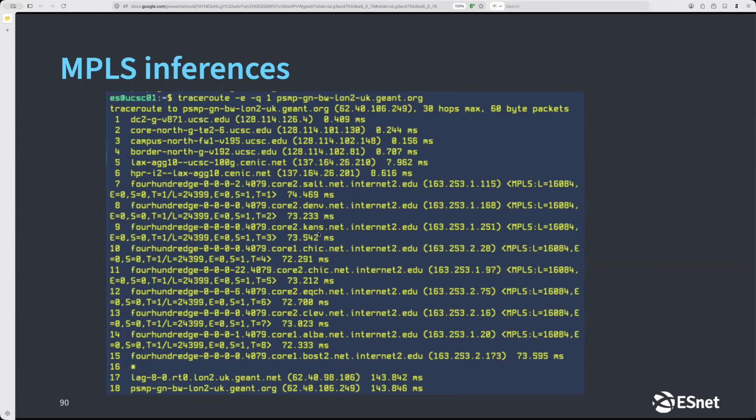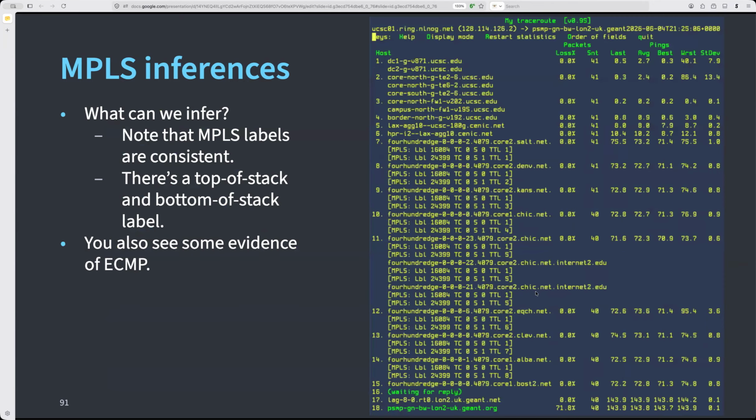Okay, and I'm going to see all of Internet2's MPLS here. And so you see the labels, and we can make some inferences about these labels. For example, you see the label at the top is the same. It doesn't switch at each hop. This is MTR, which gives you a slightly better format. It's a little easier to read. So you can see the MPLS labels are consistent, and you can also see that there are two labels.